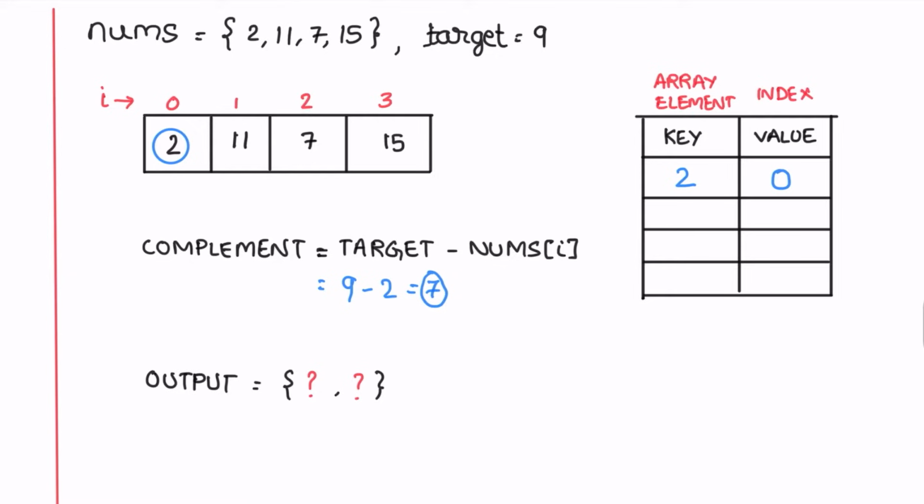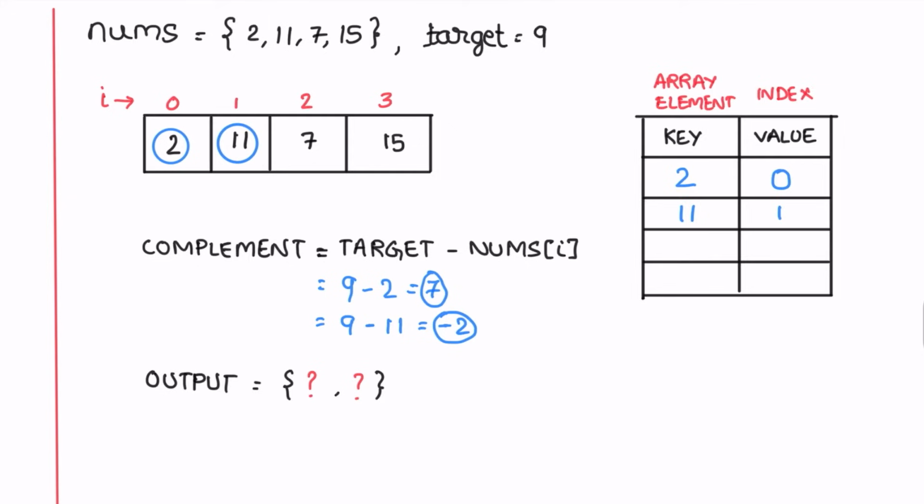Now let's proceed to the second element. The second element inside the array is 11. We have to calculate the complement of 11. Target 9 minus 11 is equal to minus 2. There is no minus 2 present inside the map, so we have to insert that element inside the map. So the key will be 11, and the value is going to be the position of 11, that is 1.